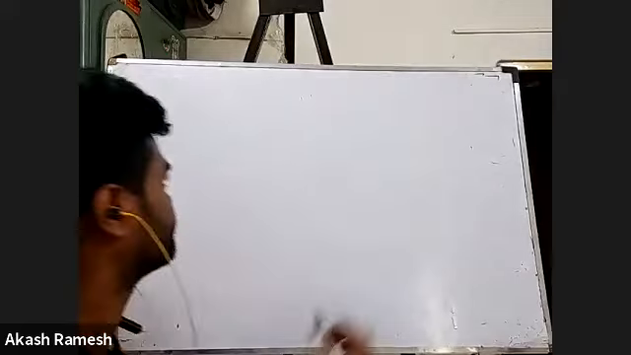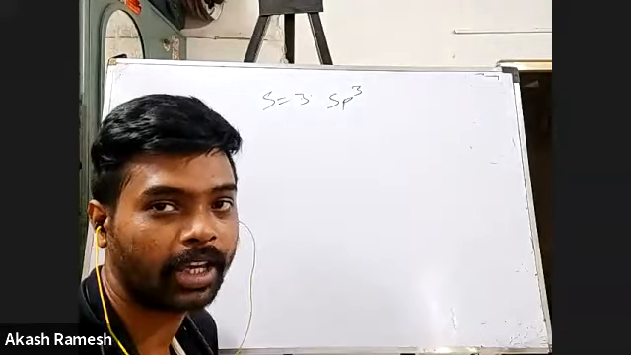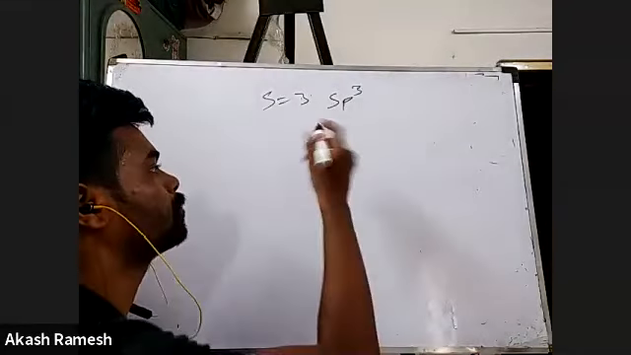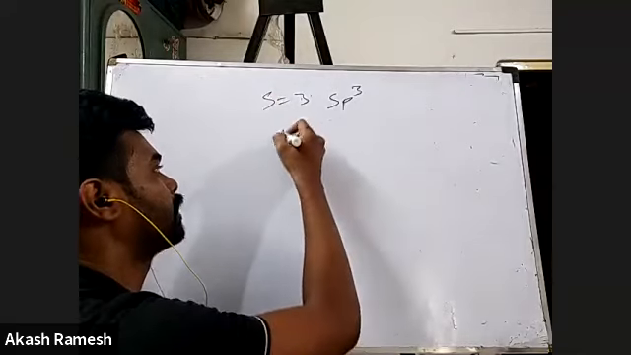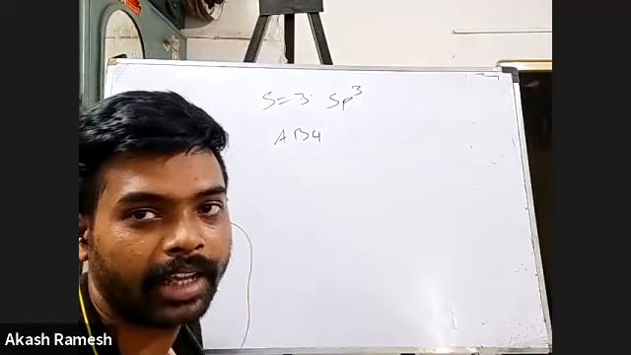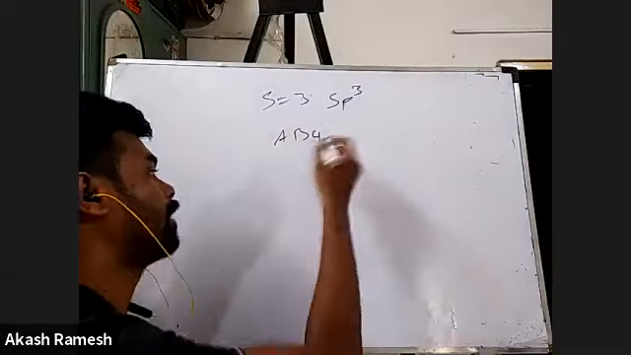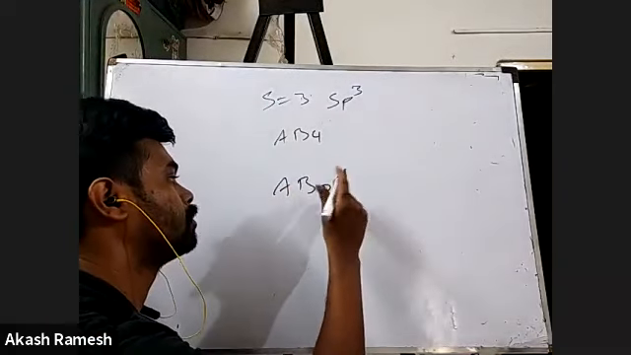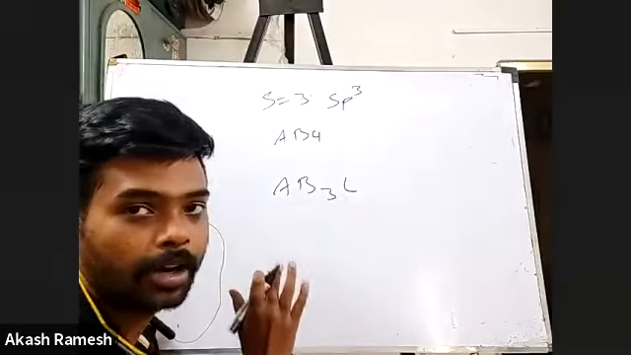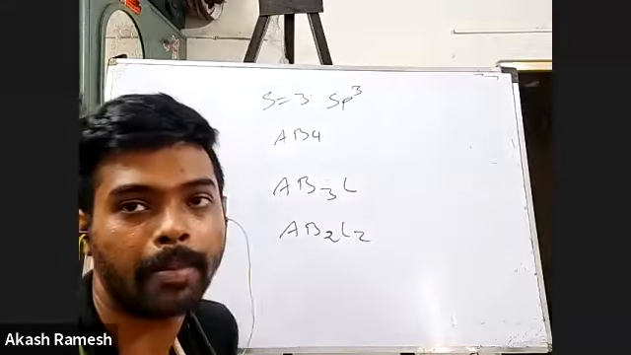Okay. So we'll take sp3, steric number 4. So for sp3, I can again have combinations. I can have AB4, right? That's like how I had in sp2, I had AB3 and AB2L. So here also I can have AB4, I can have AB3L, that is 3 bonding atoms and 1 lone pair, or I can have AB2L2. All these combinations are possible.